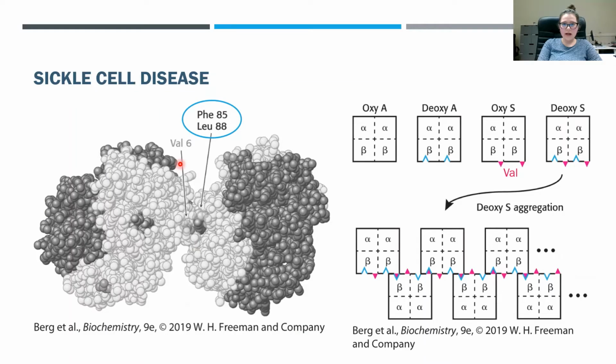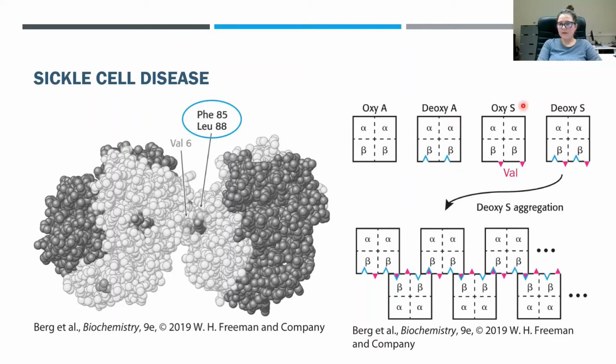So why does hemoglobin S aggregate? Why can it not transport oxygen? Basically, here you see a normal hemoglobin molecule composed of alpha and beta subunits, as I said, that has not bound oxygen to it. Then after oxygen is bound, we have that hydrophobic pocket of phenylalanine and leucine residues. And it's fine, and this hemoglobin can transport oxygen.